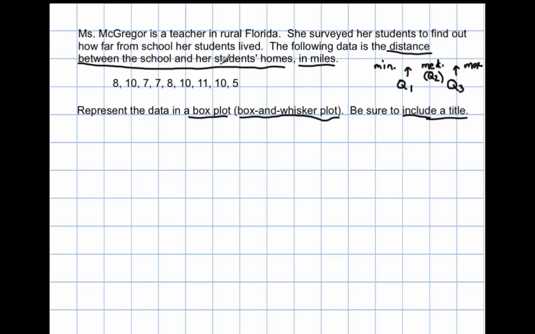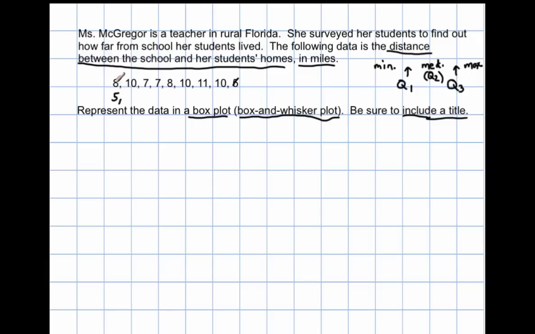First of all, we need to order our data set. First step, whenever you are making a box plot, is to order your data set. The smallest number here so far is 8. Let's keep on going. It's 7. Let's keep on going. It's 7. It's 5. So the smallest number is 5. Once I've taken care of it, I'm going to cross it out. There's a 5 there.